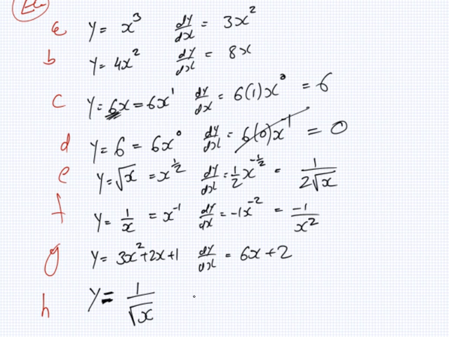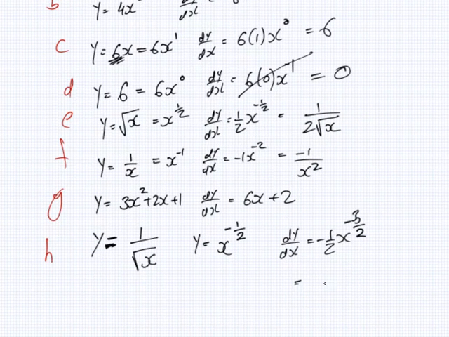Okay, so what should I do first here? Well, first I should change this into x power minus a half. So the derivative here will be minus a half x power minus 3 over 2, yeah. For a second there I thought you said 3 over 3. Like, no. Yes, well, oh, you're smart. Right, this is minus 1 over 2 square root x cubed, yeah.